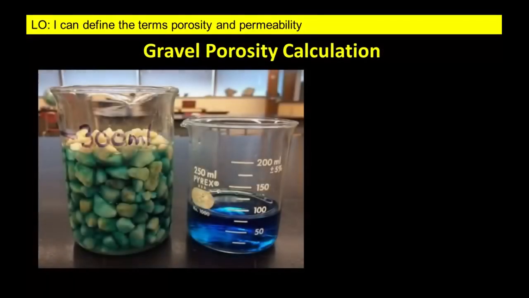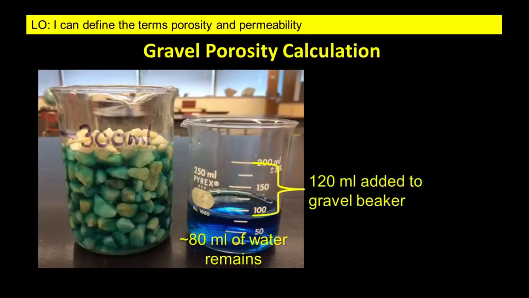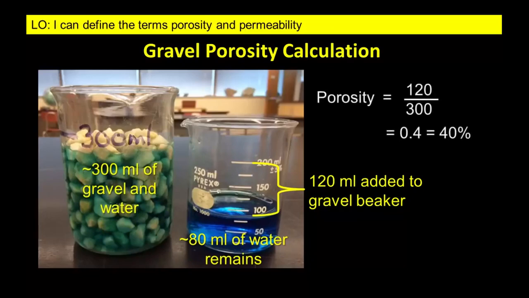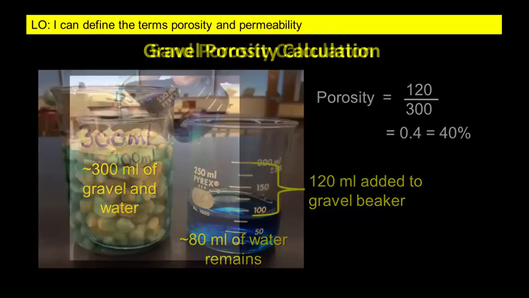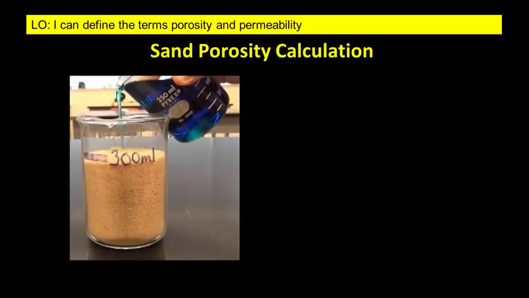Now, let's look to see how much water we used. Remember that we started with 200 milliliters, and now we have about 80 milliliters left. So we added 120 milliliters of water to a beaker containing what appeared to be approximately 300 milliliters of gravel. That tells us that about 40% of the gravel mixture was composed of air spaces that we subsequently filled with water. We can try the same experiment with smaller, better sorted sand grains.